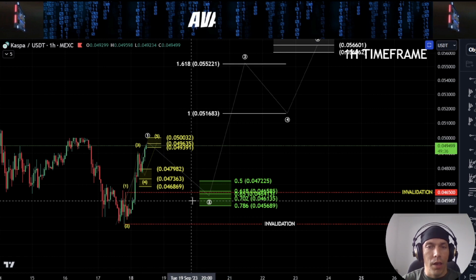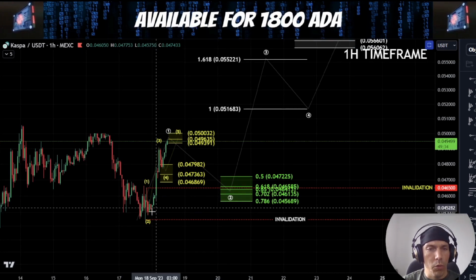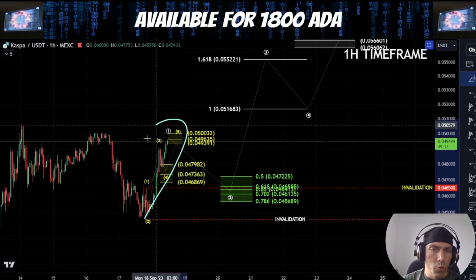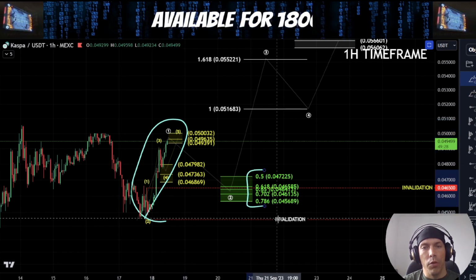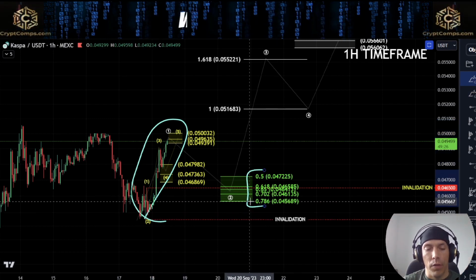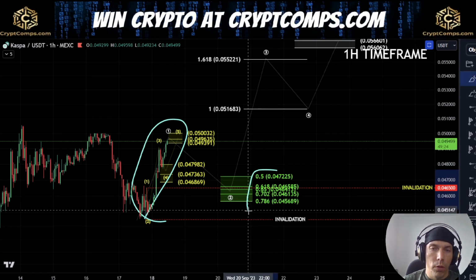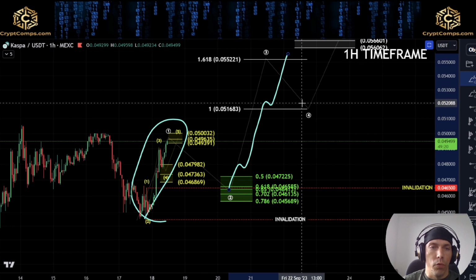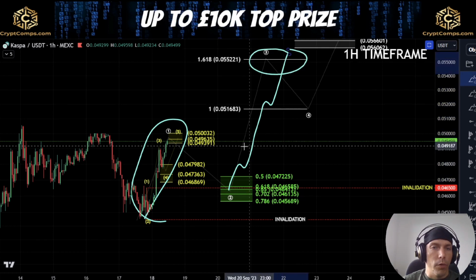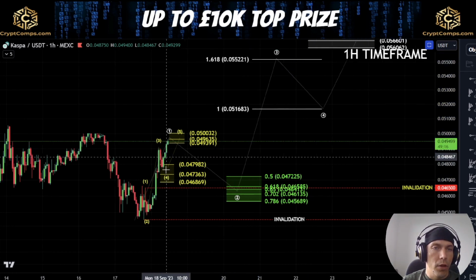The key thing here is that what we would be looking for is once this move completes to the upside, we'd be looking for a potential retracement between this 50% and this 786. If we continue to hold this level, effectively, then we could be looking for the secondary move to the upside here in this wave 3. But we're going to have to just be a little bit patient here.